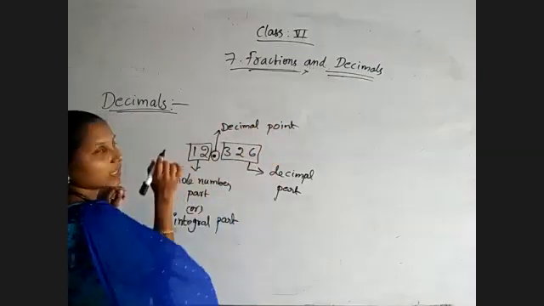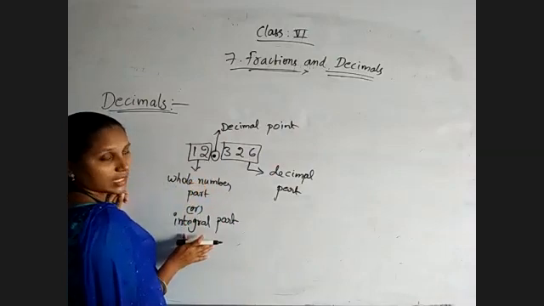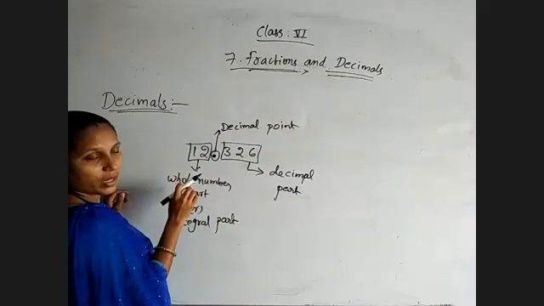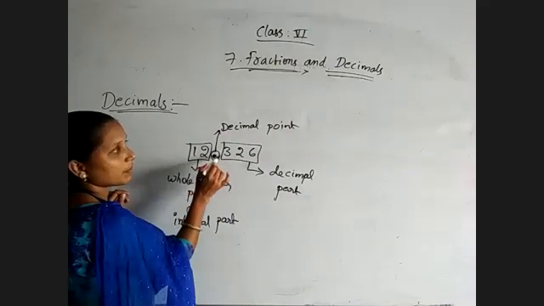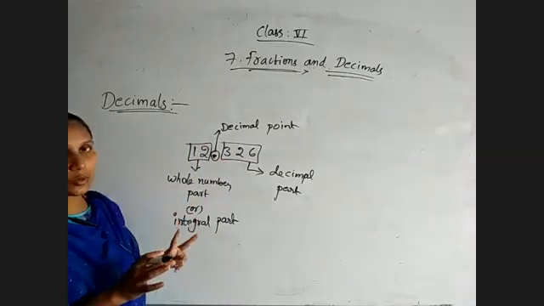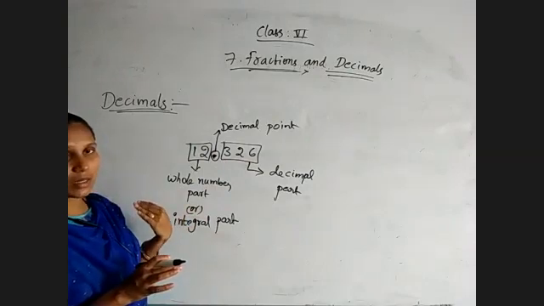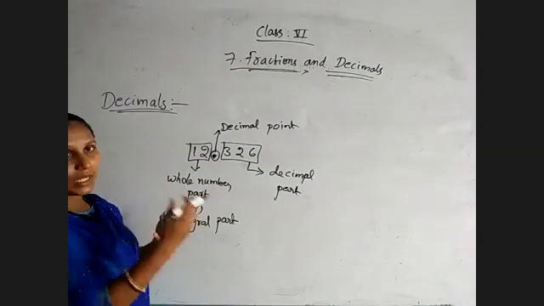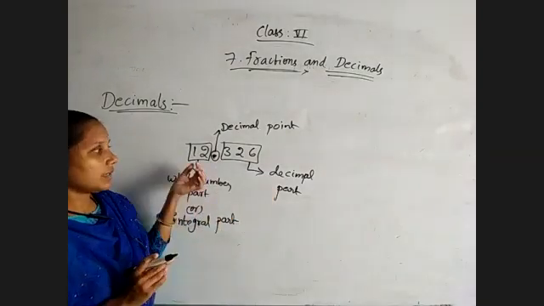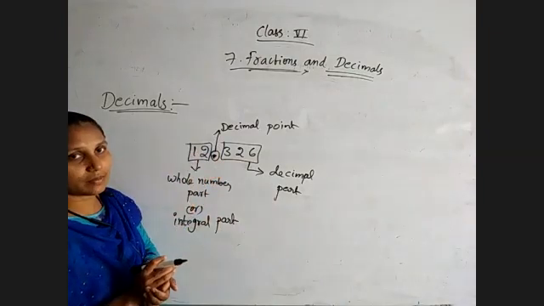In a decimal number, we have two parts. One is the whole number part, the integral part, and another one is the decimal part. Those two parts are separated by the decimal point. This is about a decimal number. It consists of two parts, whole number part and decimal part. Before the point, all that comes under the whole number part. After the point, all those numbers come under the decimal part. And the point which is separating those two parts is known as the decimal point.